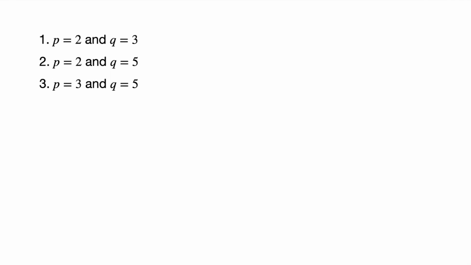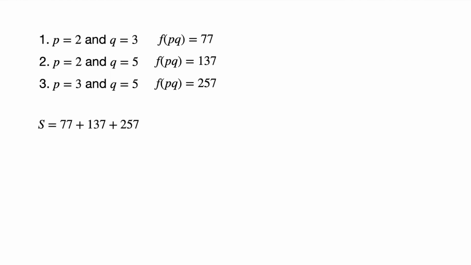So now we know what f of pq is for each case. For the first one is 77, for the second is 137, and for the last is 257. And so to find the sum s, we simply add them together, which we get as 471. And since the question asks for the two rightmost digits of s, it would be 71, which is our answer.